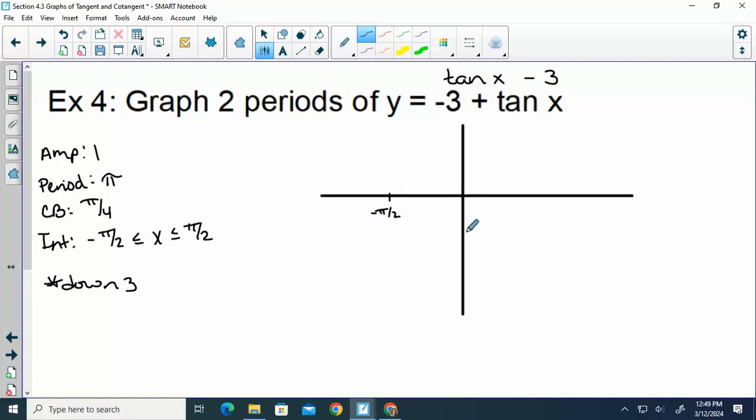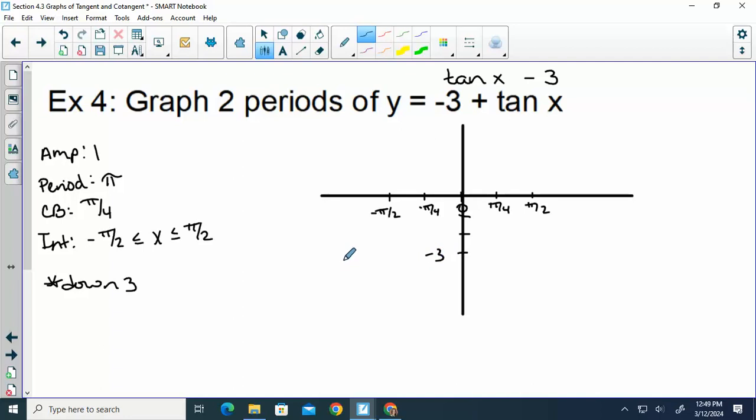Start at negative pi over 2. So it's negative pi over 4, plus pi over 4 is 0, positive pi over 4, positive pi over 2. Okay, our graph has moved down 3. So what we're going to do is go to negative 3.